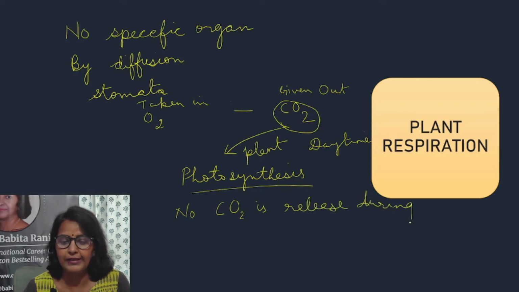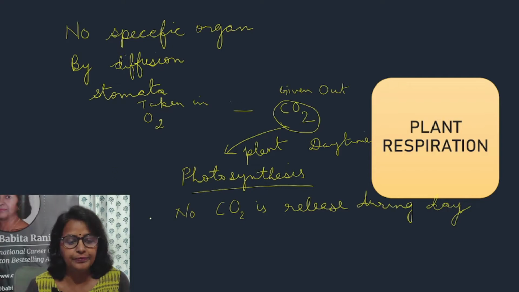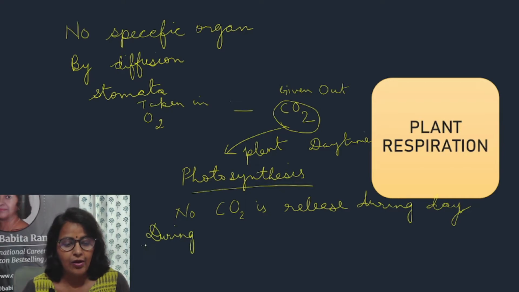Respiration is taking place, right? But no CO2 is released during the day. Why is it not released? Because the CO2 produced during respiration is utilized by the plant itself for the process of photosynthesis. So what will happen during night? During night, because photosynthesis is not taking place, only the dark reaction of photosynthesis is taking place, the CO2 that is produced is released into the atmosphere.